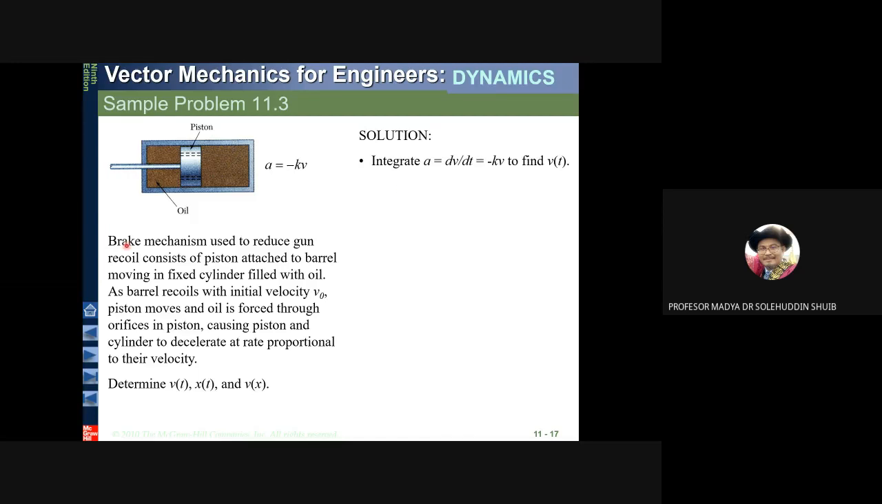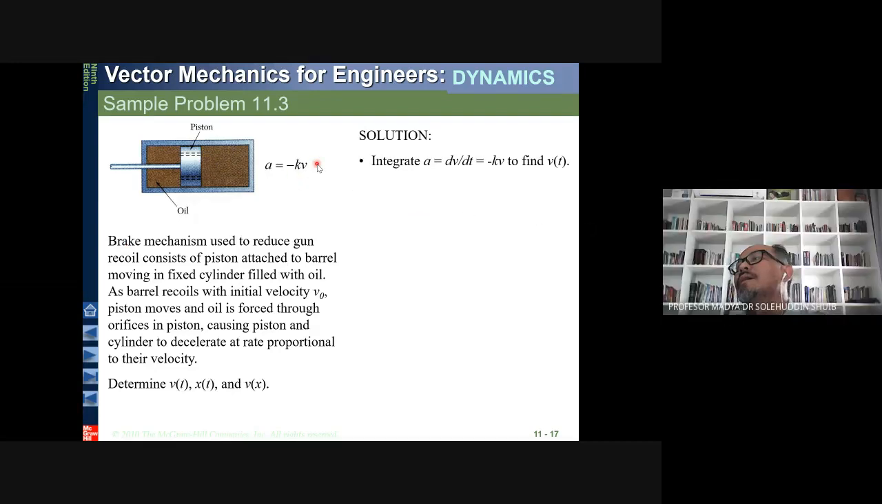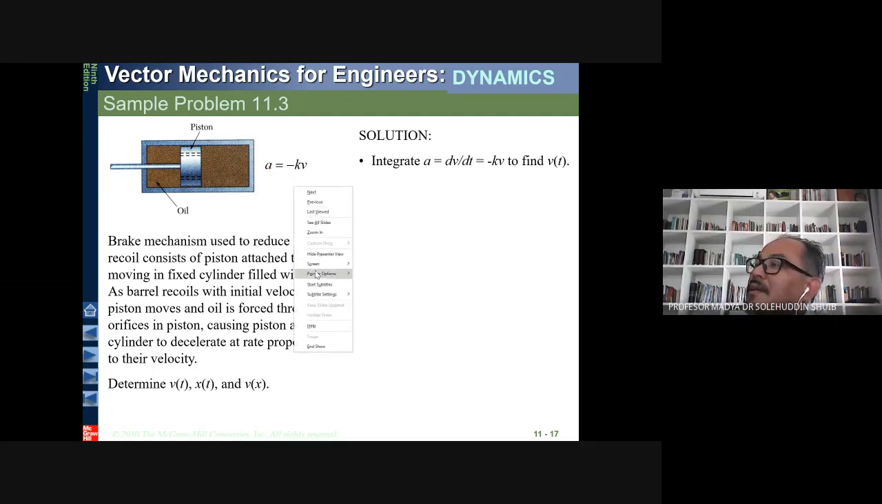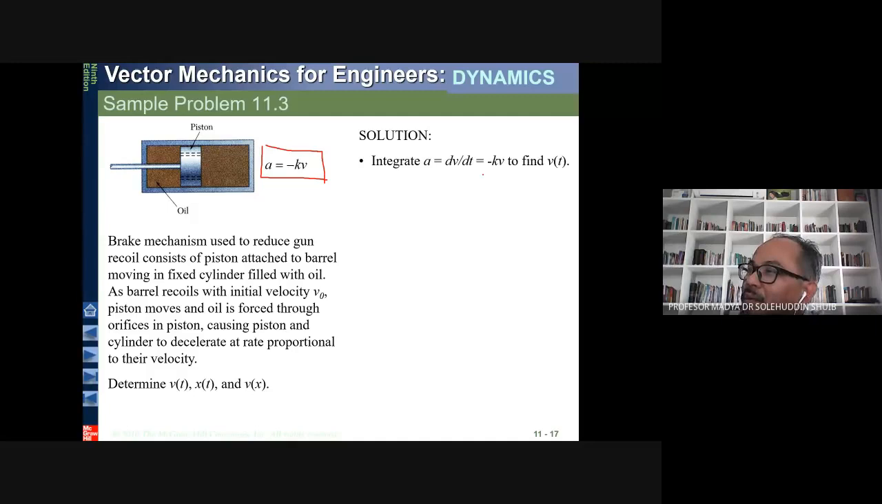Do the integration of this equation. This is the key for this problem: acceleration as a function of the velocity. We know that a equals dv/dt, equal to minus kv, and then we find v(t). This is the first one.